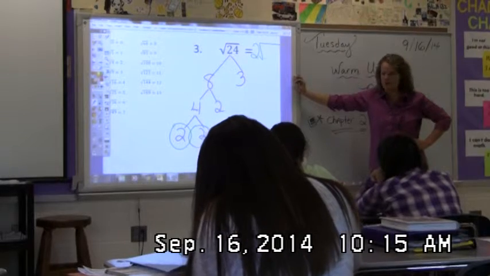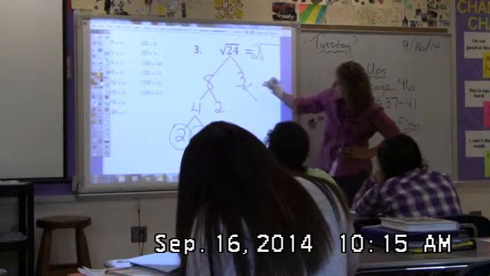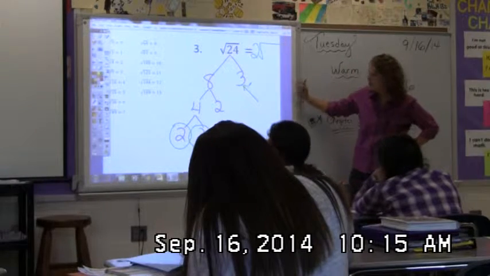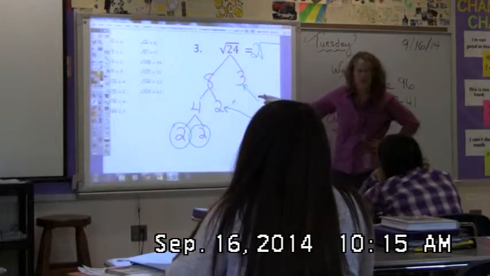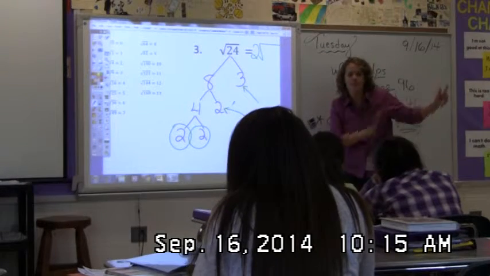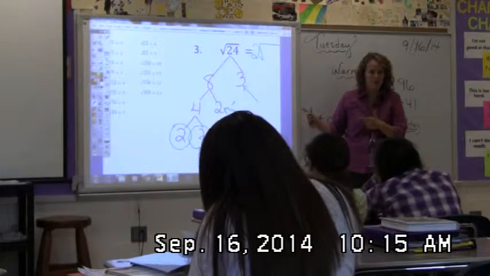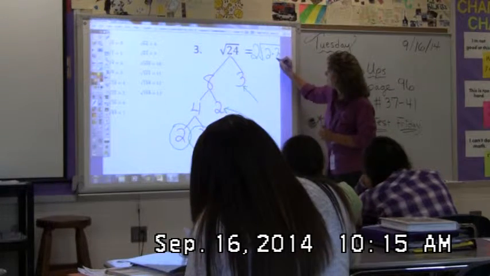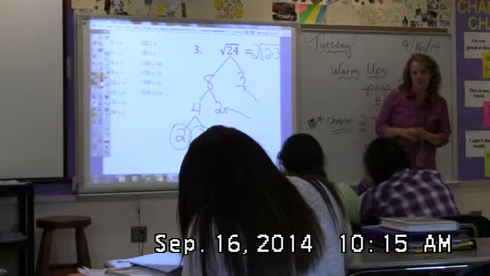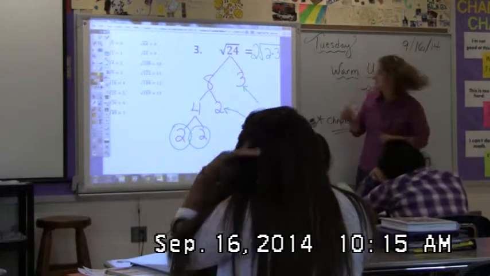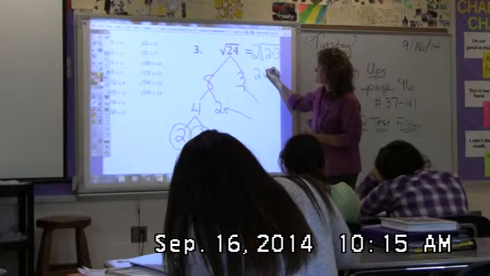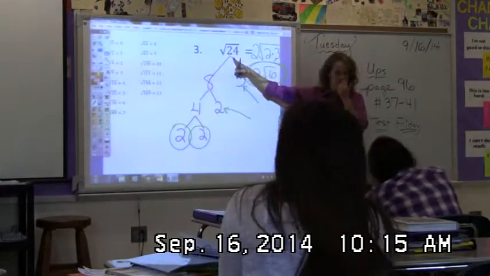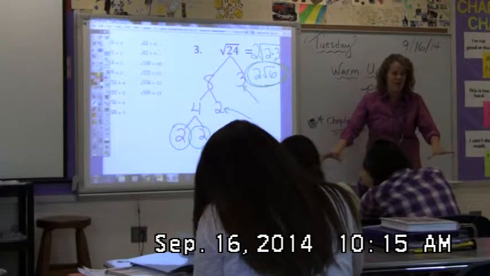April? The 3 doesn't have a match. Anybody else not have a match? April? The 2. So this 2 and this 3 do not have matches. So they're both going back underneath, and we're going to multiply the 2 and the 3 when we put them back under the square root. 2 times 3 is 6. So the final answer to this one is 2 square root of 6. And that is exactly equal to the square root of 24. It's just simplified now.